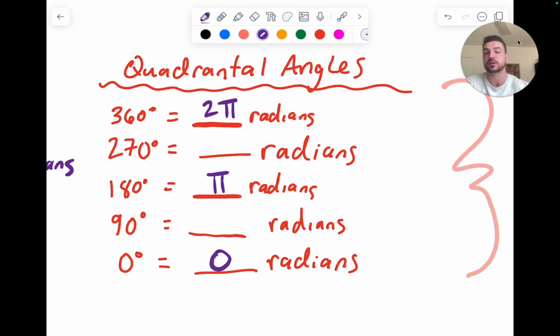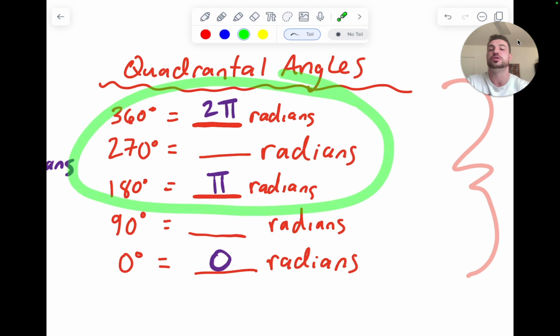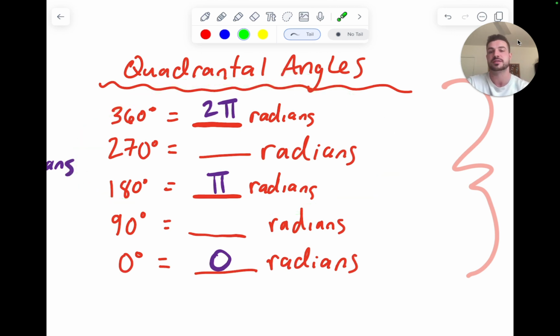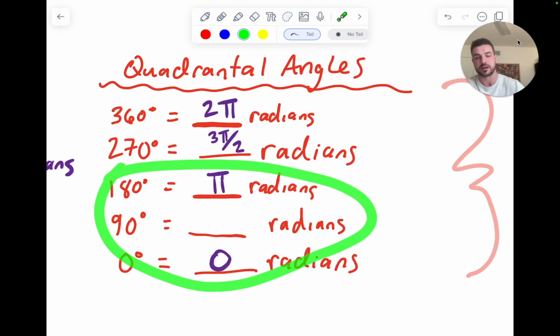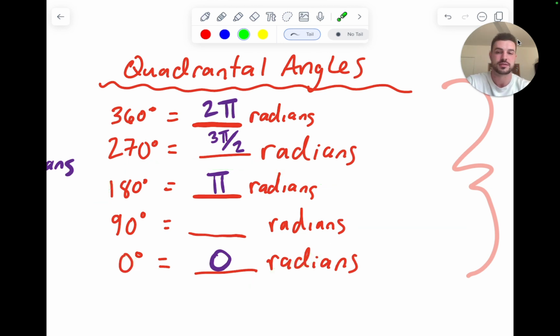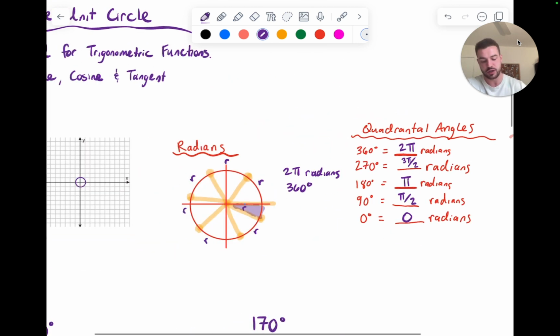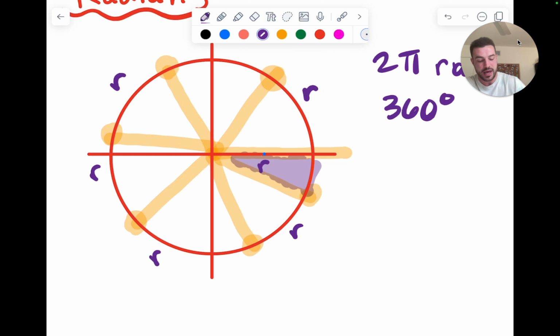Obviously, 0 degrees is equal to 0 radians. Similarly, if we think about how 270 is directly between 360 and 180, then the radian measurement should be directly between 2 pi radians and pi radians, and that is going to be 3 pi over 2 radians. Then we have the same idea down here. If 0 degrees is 0 radians and 180 degrees is pi radians, that means 90 degrees is half of that, or pi over 2 radians. Okay, so just to go back to our unit circle here, we have our angle.